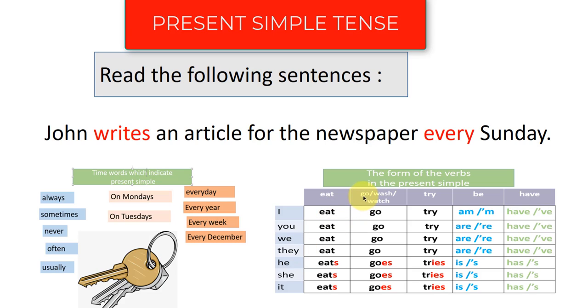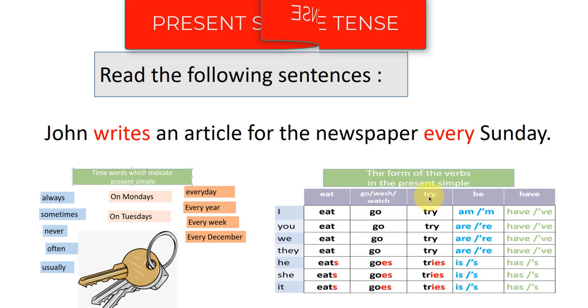We go to the verb go, the verb wash, the verb watch. Look here, we say I go, you go, we go in the present simple. They go, but with he, she, it, we say goes. Look here, we added s, but with go, with wash, with watch, we add es. So I say, for example, I watch television, but he watches television. She usually watches television. We add es, like go, like this, and it goes, it watches, it washes, etc.